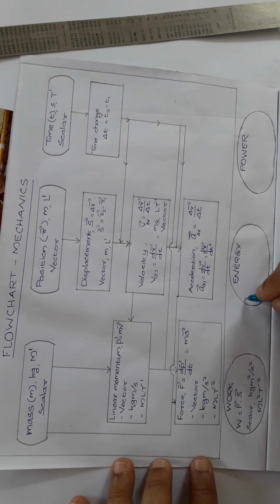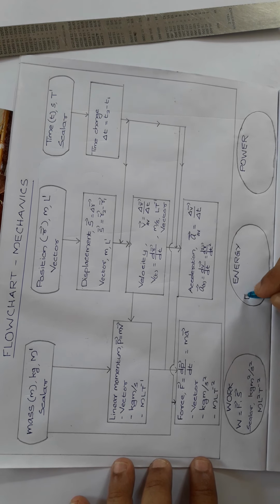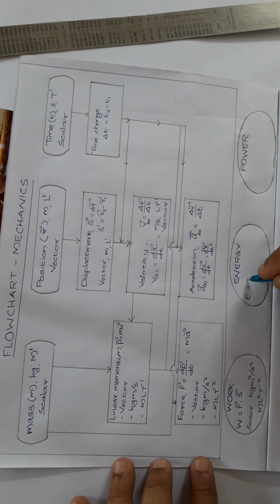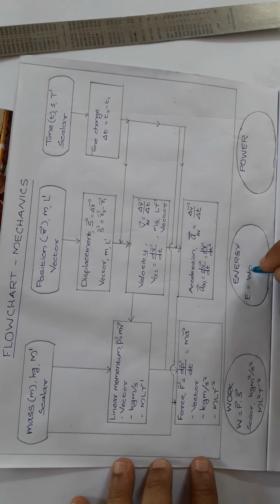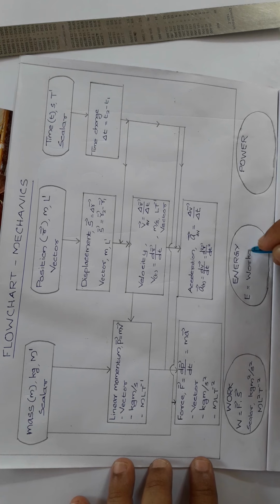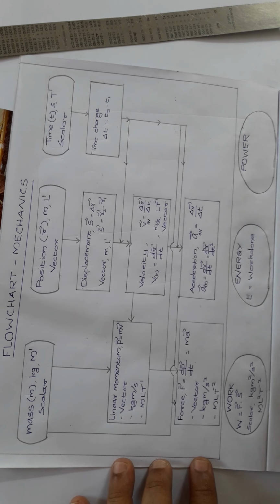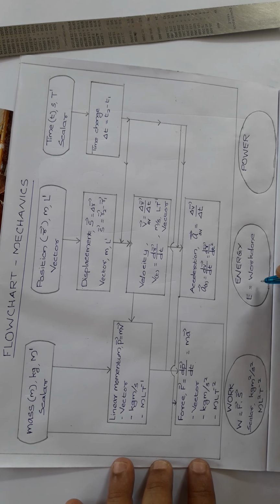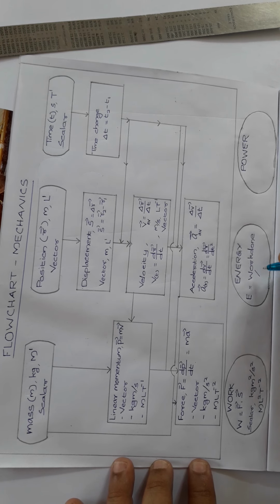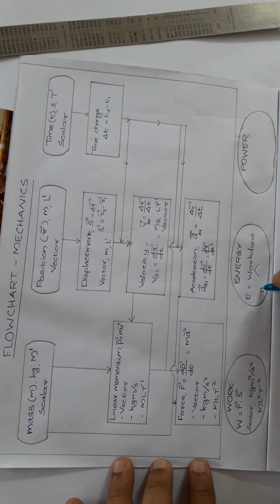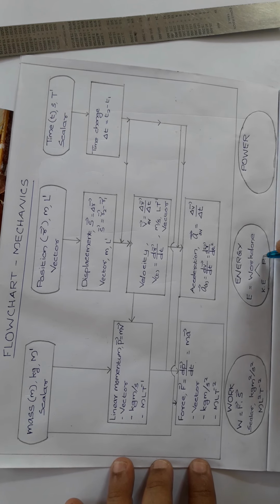And the energy, it can be represented with E. It's nothing but the amount of work done. We will define it in 2 ways, two modes. One is in the form of kinetic energy, and the other one in the form of potential energy.